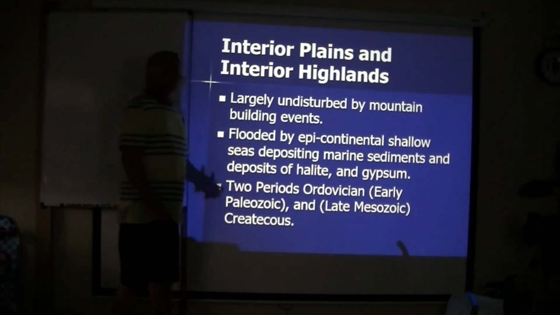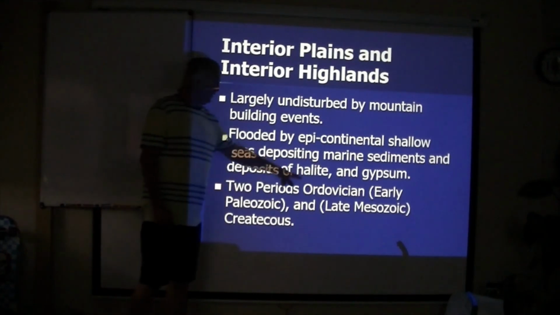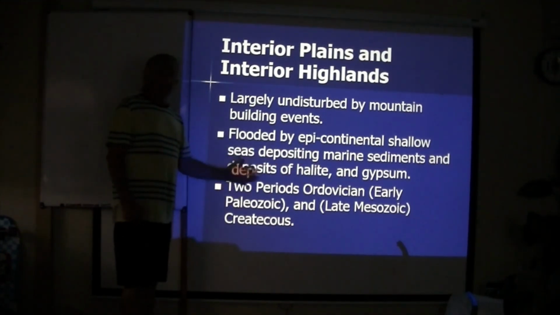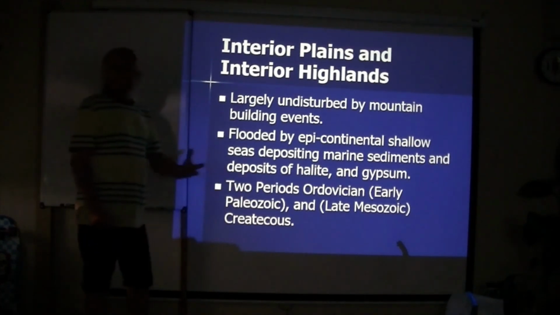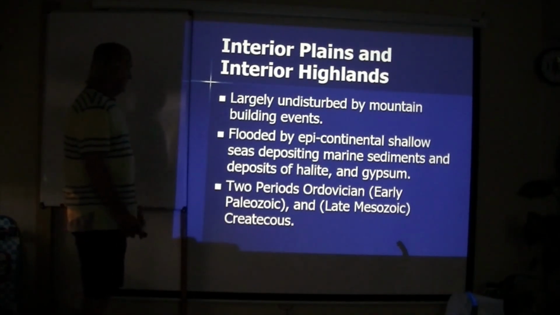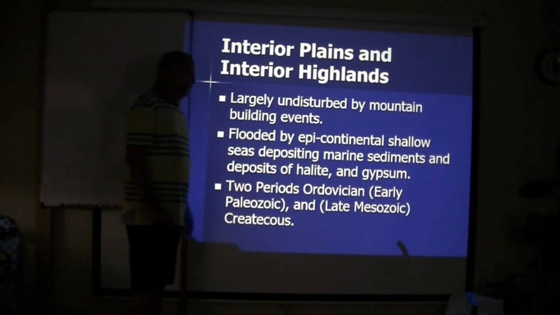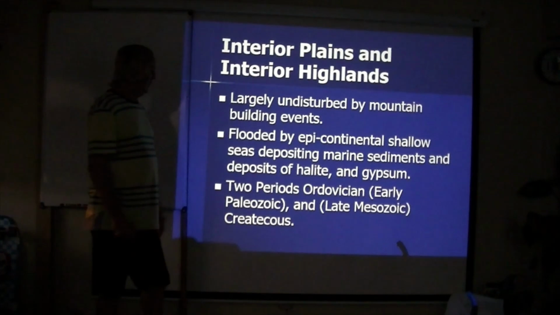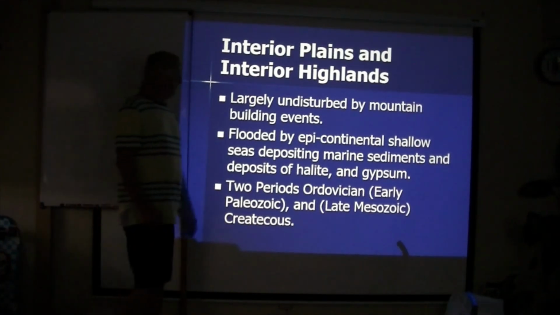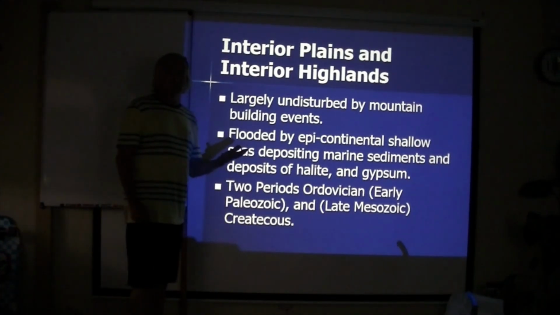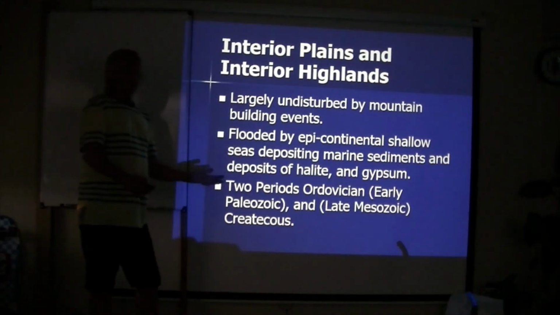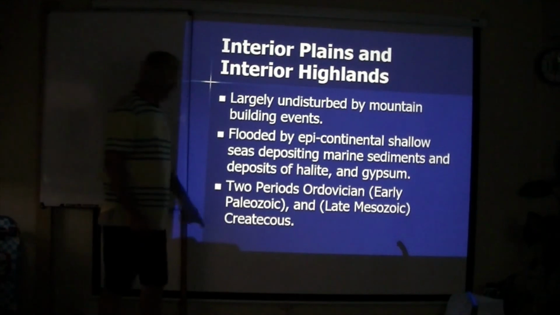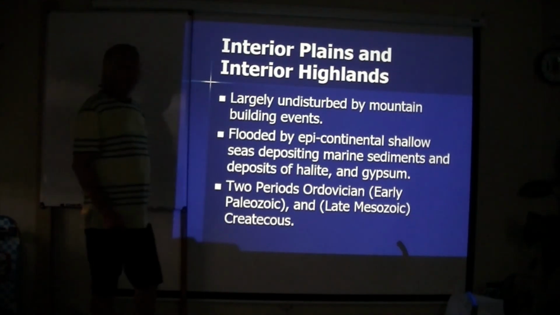They deposited a lot of evaporites, so things like halite, gypsum. And we had basically two periods of these epicontinental seas, one in the Paleozoic, throughout the Ordovician, and then in the Mesozoic and almost into the Cenozoic, this part of the United States was still flooded. And it wasn't until recently, when the Rocky Mountains started to uplift, that the interior plains also uplifted, but not to the significant extent that it causes mountain building, and that forces the epicontinental seas to drain off.